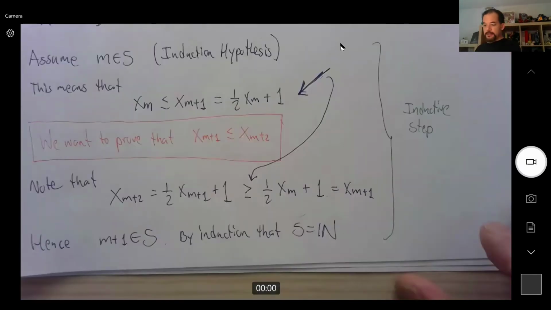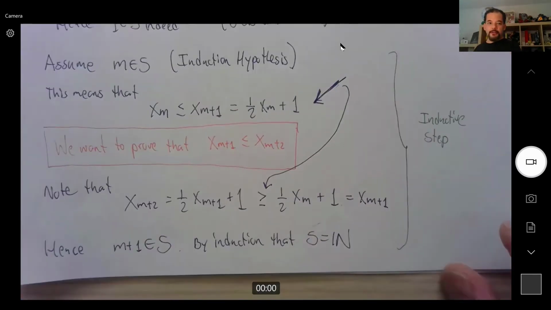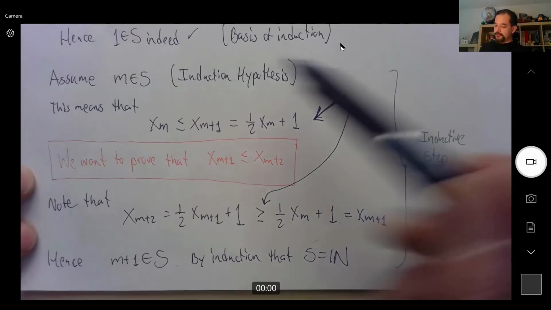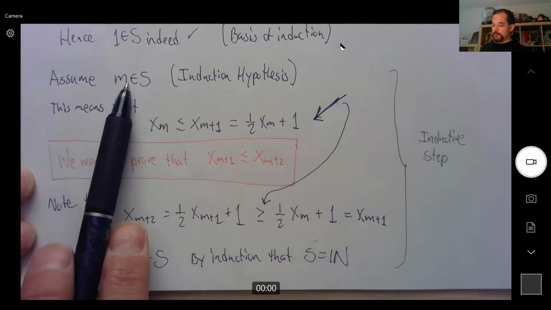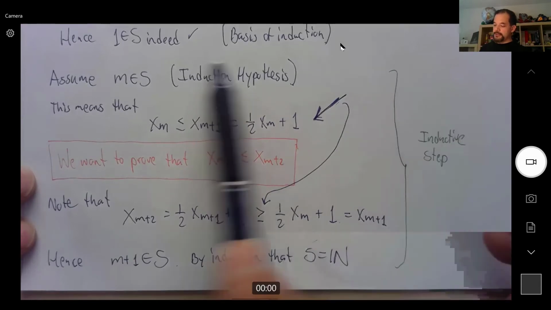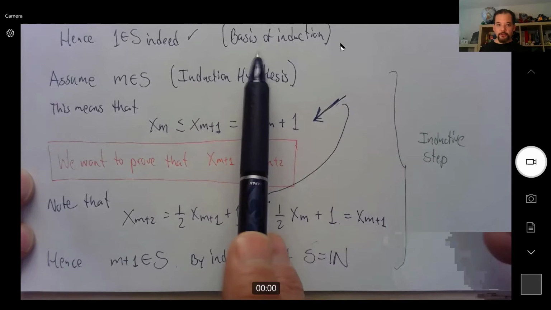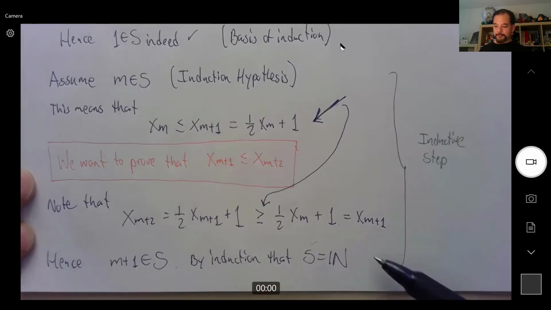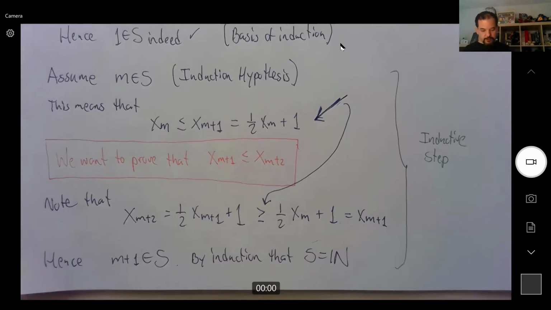I'll put it here. And the only thing that I added here is that all of these, where we started assuming m belongs to S, and where we finished by saying m plus 1 belongs to S, all of this is called the inductive step, right? So this is the basis of induction, checking that 1 belongs to S, and all of this is the inductive step. And which shows that we are done right there.